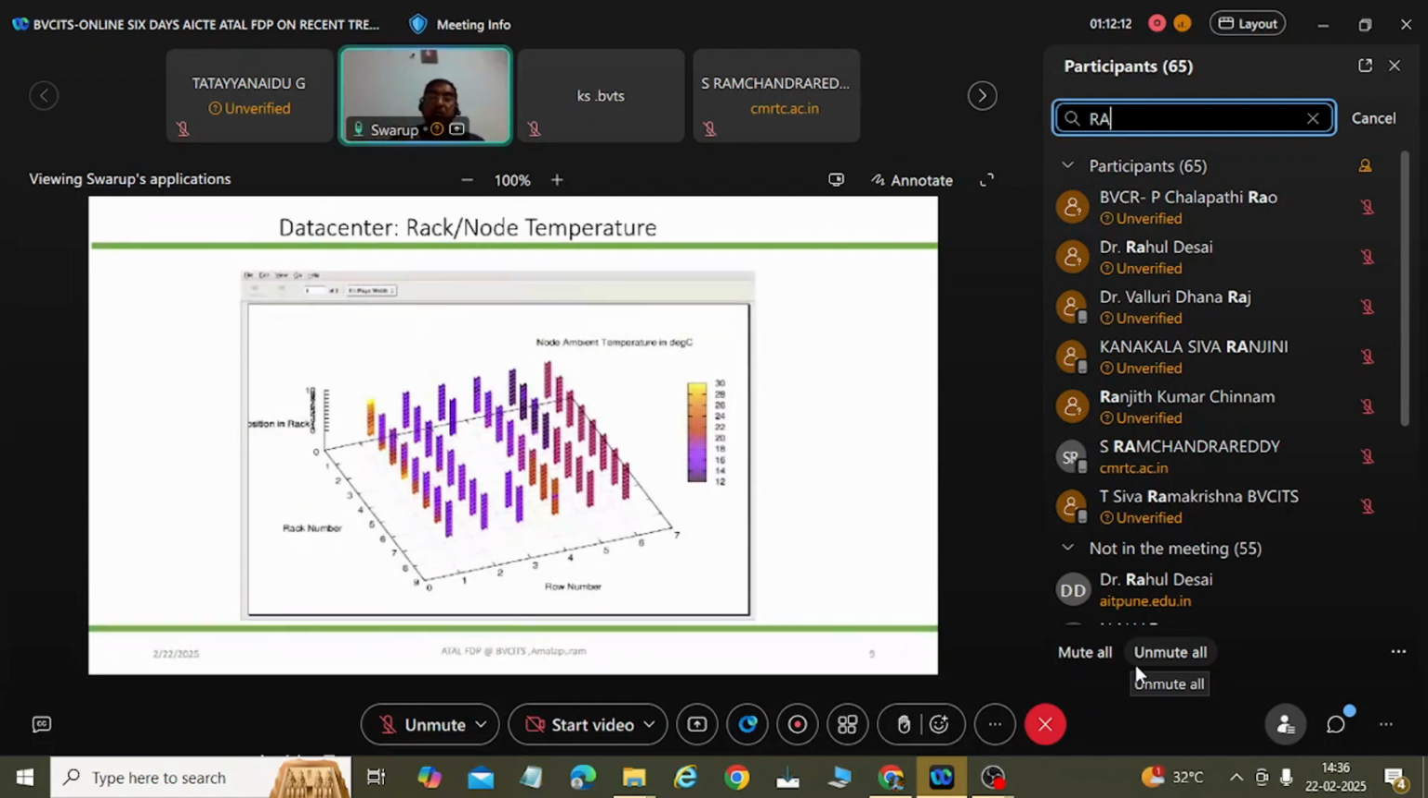When you go to the top of the rack, what happens again? The velocity is reduced so much that it is not getting enough air to cool the node on the top of it. So that is the variation we have seen when you do this bottom level cooling.